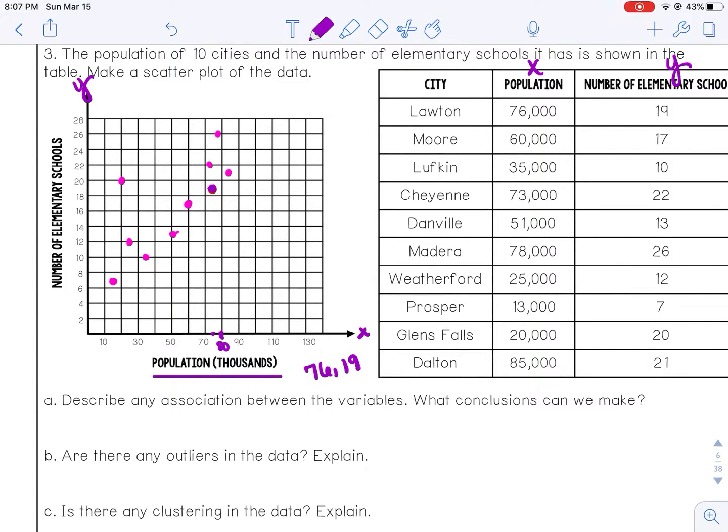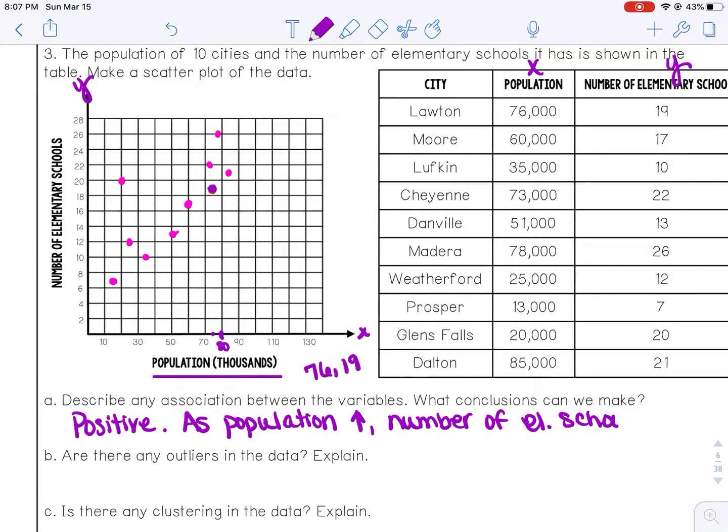Okay. So welcome back. When you're looking at the association between the variables, you would assume that the higher your population, the more schools that you're going to need. So that's going to be a positive association. We can tell by our graph that is true. Okay, so as population increases, number of elementary schools should also increase. I'm abbreviating.